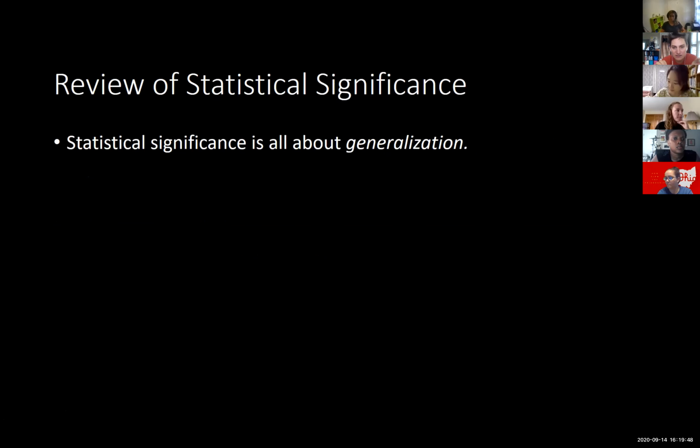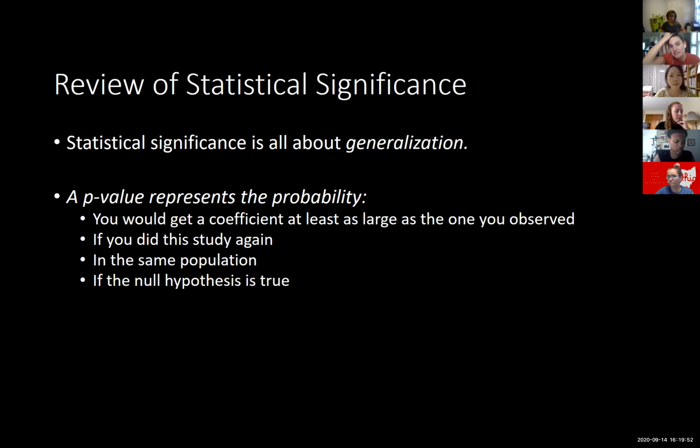Now, what statistical significance refers to is generalization. So this is the definition of a p-value. A p-value represents the probability that you would see a coefficient at least this large as the one you've already observed if you did the study again with the same population and the same model, assuming that the null hypothesis is true.